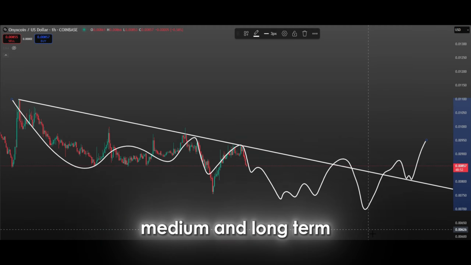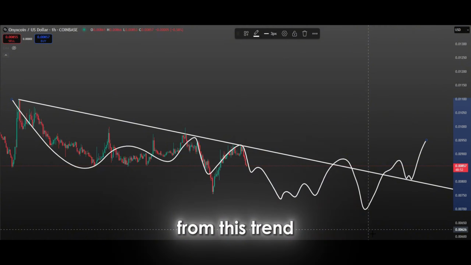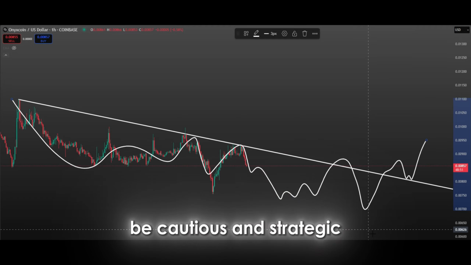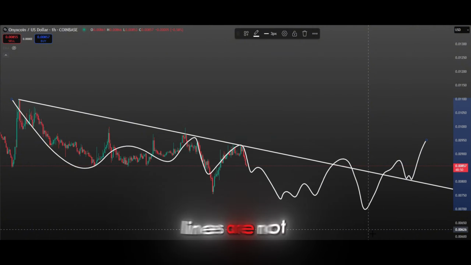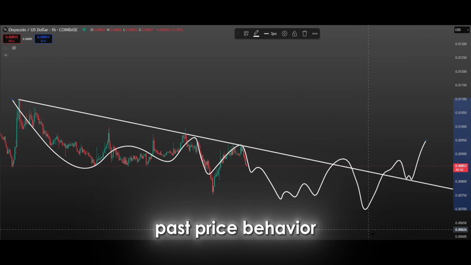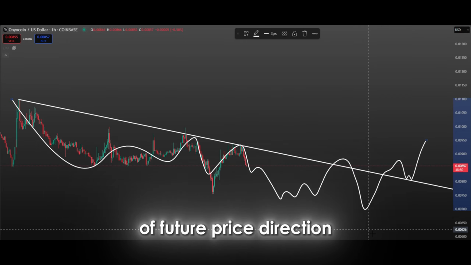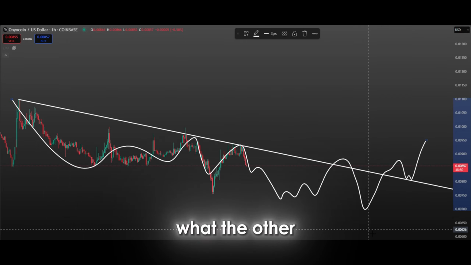However, in the medium and long term, as the pressure from this trend line decreases, a breakout may be on the horizon. The way the technical outlook is shaping up requires investors to be cautious and strategic in their moves at these levels. This is because trend lines are not only indicators of past price behavior, but also fundamental building blocks of future price direction. Now let's see what the other metrics have to say.